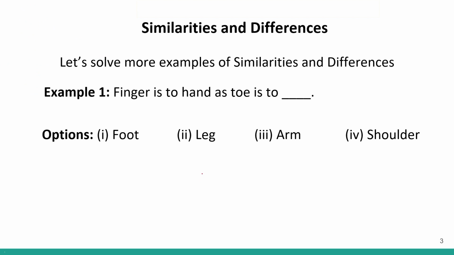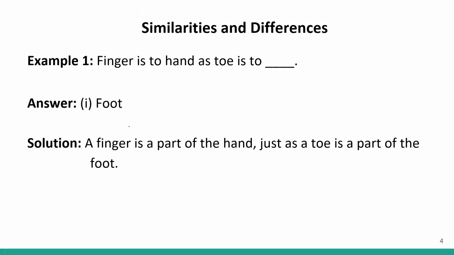So let us start. This is example number 1. Finger is to hand as toe is to what? So clearly we see that the relationship between finger and hand is that finger is a part of a hand. Similarly, toe is a part of what? Toe is a part of foot. So our answer will be option number 1, foot. So here you can see finger is to hand as toe is to what? Foot.